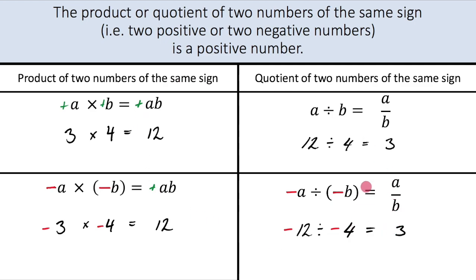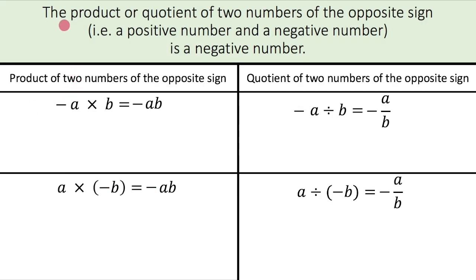So with all these examples, hopefully you can walk away confident, knowing that the product or quotient of two numbers of the same sign is always going to be a positive number. Let's now move on to our next learning objective, which tells us the product or quotient of two numbers of the opposite sign, i.e. a positive number and a negative number, is a negative number.